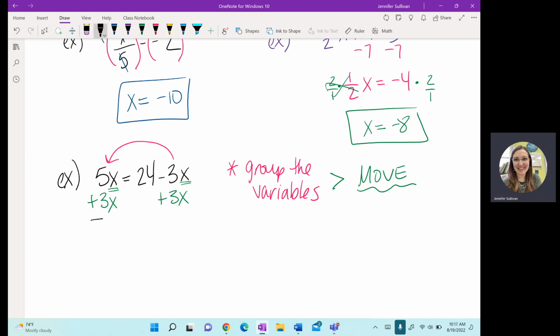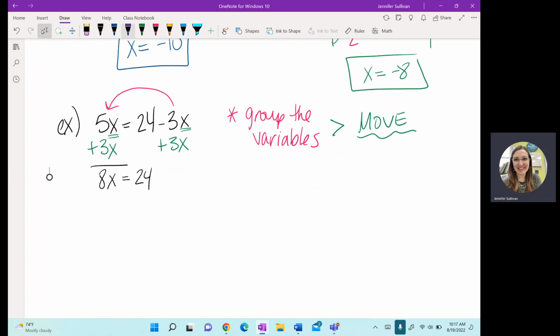And then we can combine our like terms. So we've got 5x's and 3x's. So the x's stay the same. 5 plus 3 is 8. And then I've got a 24 left on the right-hand side of the equation. And now I undo just like normal. I'm going to recognize that I'm taking 8 times x. So I undo that, multiply by 8, by dividing by 8, and x equals 3.